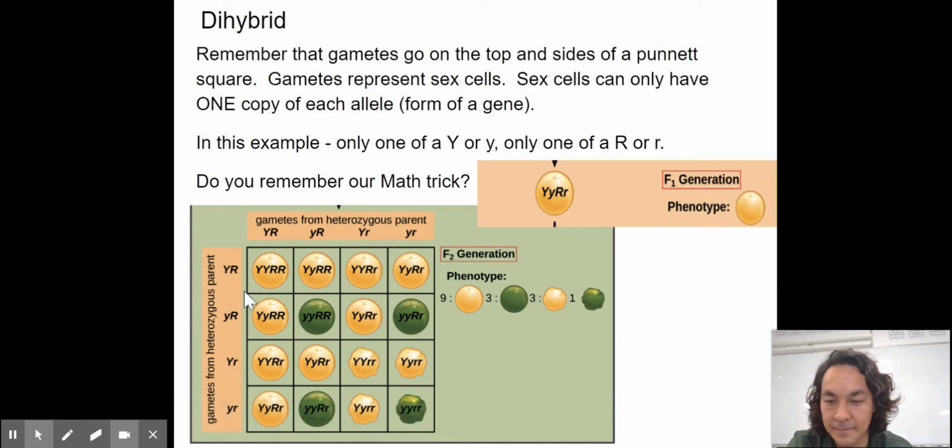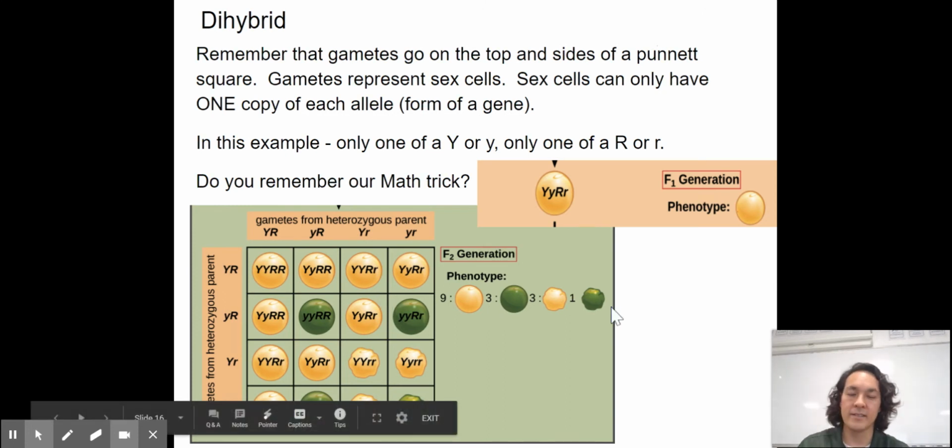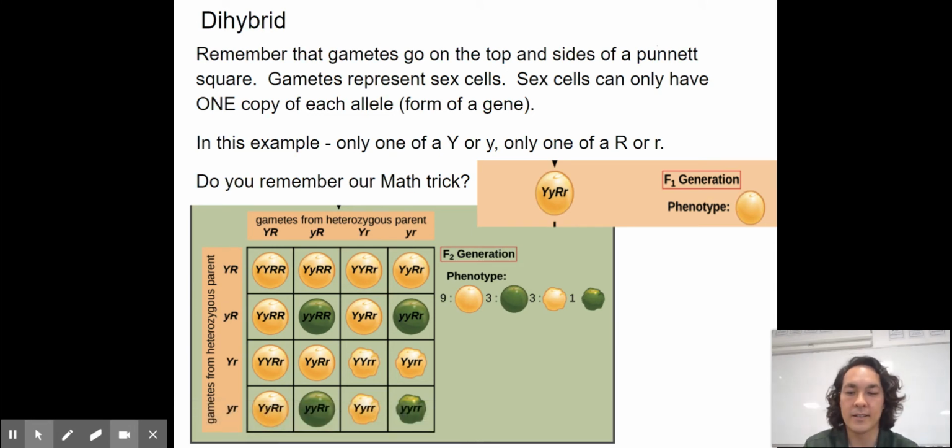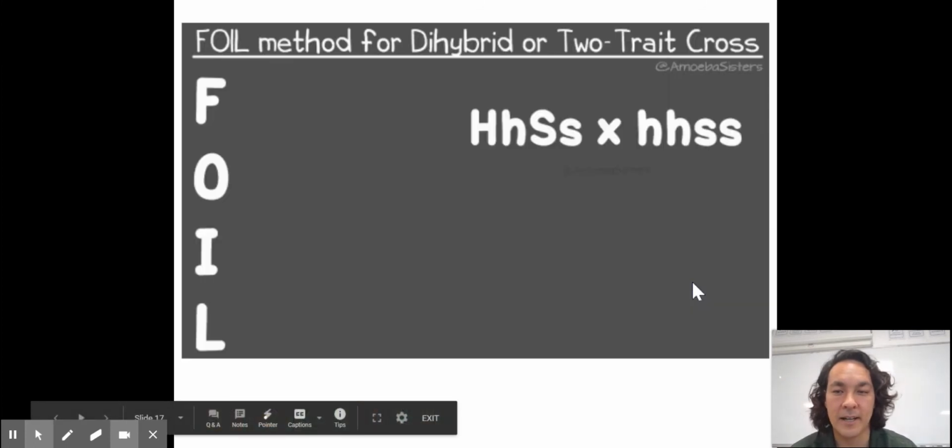Once you cross this, if you cross two organisms that are heterozygous for both traits, you're going to end up getting a 9 to 3 to 3 to 1 ratio. And this is called a Mendelian ratio for the double heterozygotes. So you get 9 yellow round, 3 green round, 3 yellow wrinkled, and 1 green wrinkled. So go back through your Jamboard, go back through your notes, and check them out before you write them out.